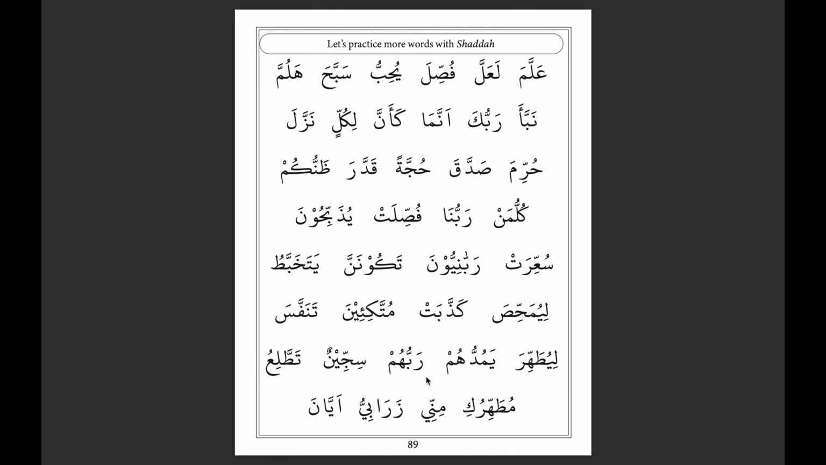And finally, some more practice, you guys. We need to really practice as we are getting closer to the end of this book and getting closer to the Quran. A lot of practice to make sure we really get our shaddah well understood and really practice it, inshallah. And that will conclude this section.